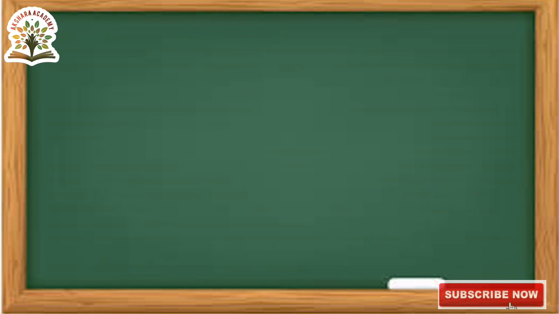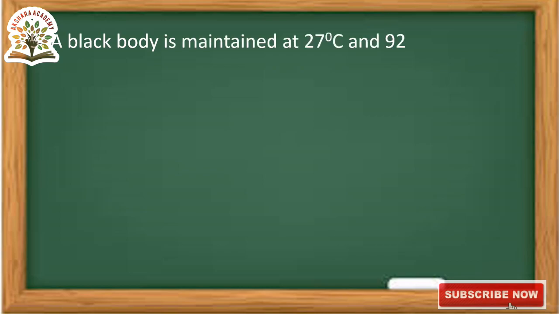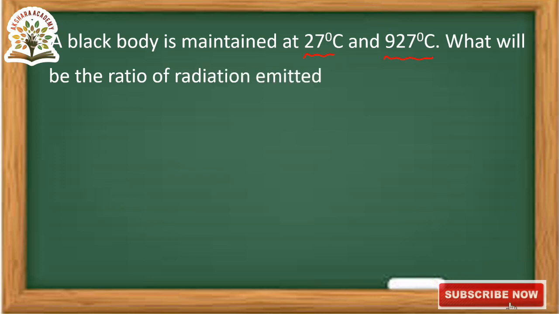Okay. Next we will go to the next question. A black body is maintained at 27 degrees centigrade and 927 degrees centigrade. What will be the ratio of radiation emitted? Okay, next we will go to the solution now.